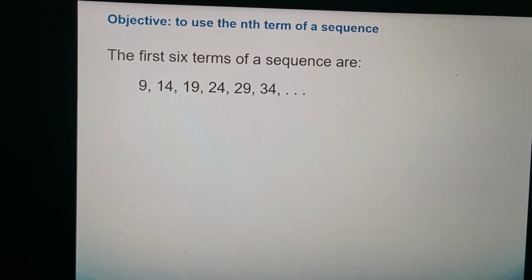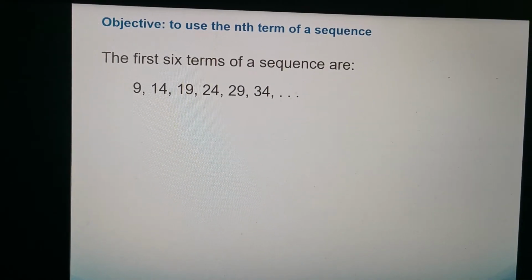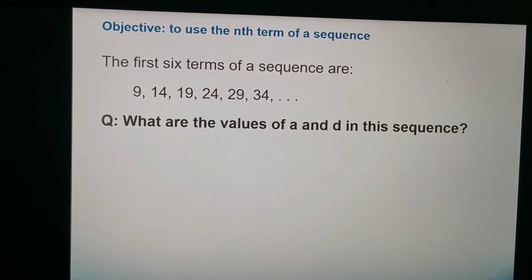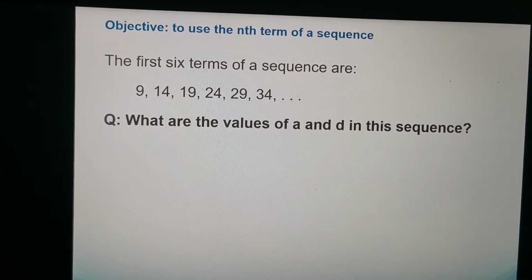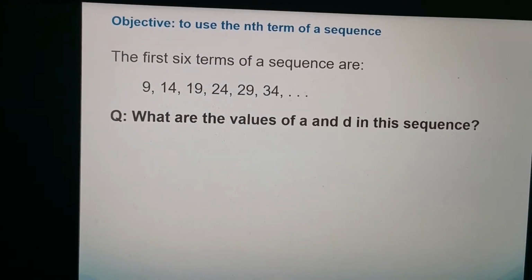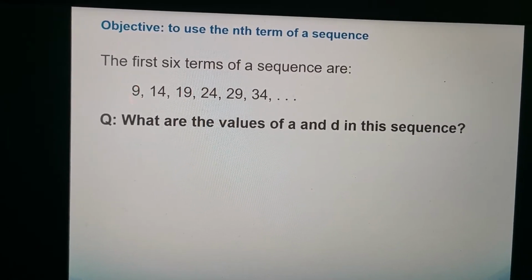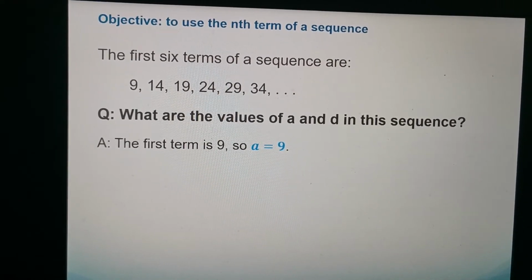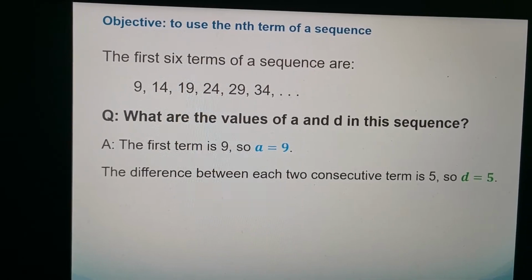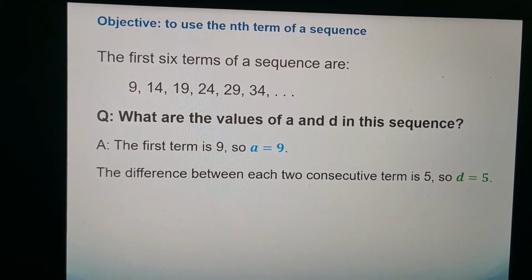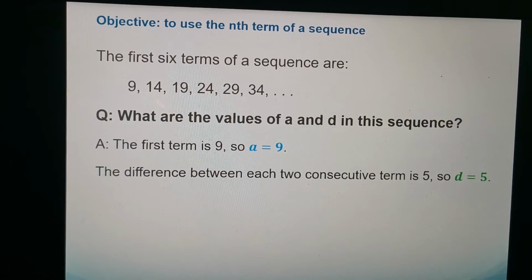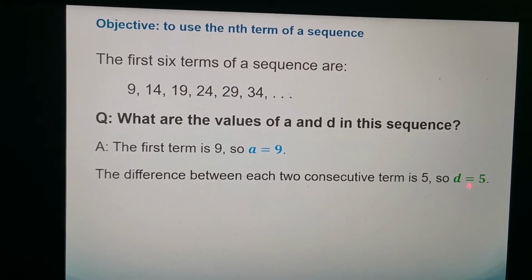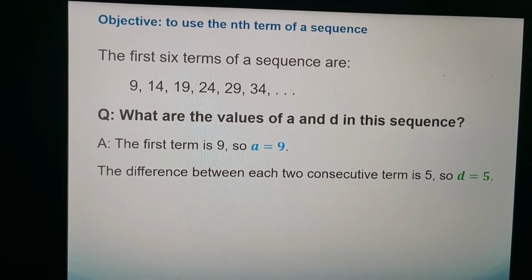The first 6 terms of a sequence are 9, 14, 19, 24, 29, 34, and so on. What are the values of A and D in the sequence? To find A, remember that I have just to look at the first term, which is 9. The first term is 9, so A equals 9. To find D, I have to find the constant difference here. 9 to 14, it's a plus 5. 14 to 19 is plus 5. If you check in all of it, you will find that it is positive 5. So D is 5.